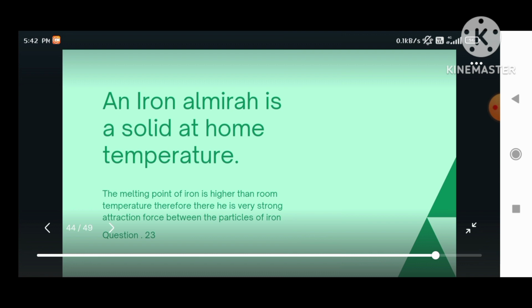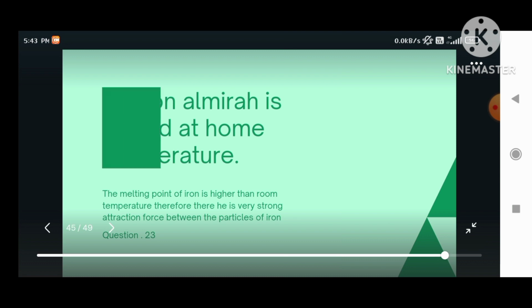An iron almirah is a solid at home temperature because the melting point of iron is higher than room temperature. Therefore, it is very strong. It has a very strong attraction force between the particles of iron. Hence, an almirah is a solid at home temperature.